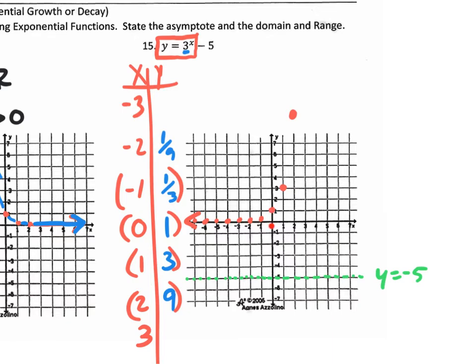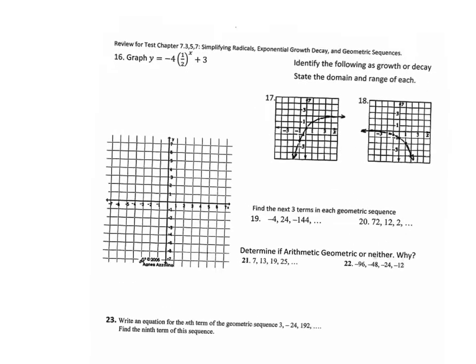Shift this one 5 units down, 5 units down, 5 units down, and we're going to get this new blue graph. Let me just connect the blue dots. And there is a perfect graph of that exponential growth function that got shifted 5 units down. So there is another graphing problem on the back side.